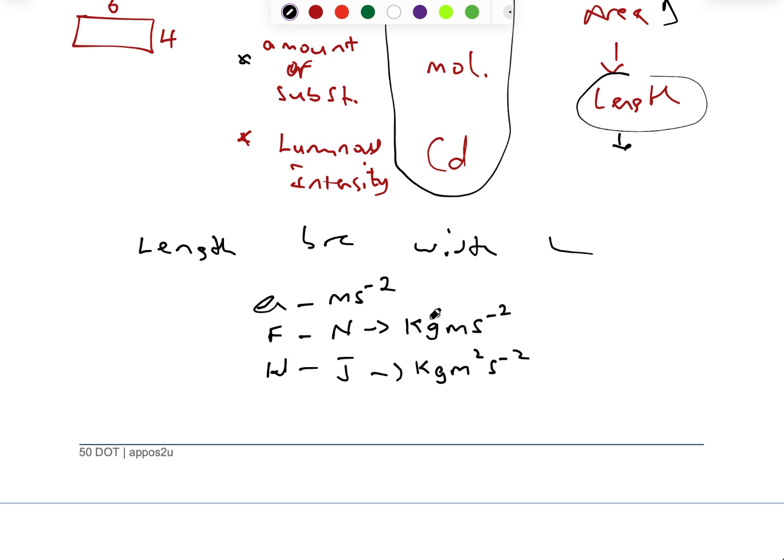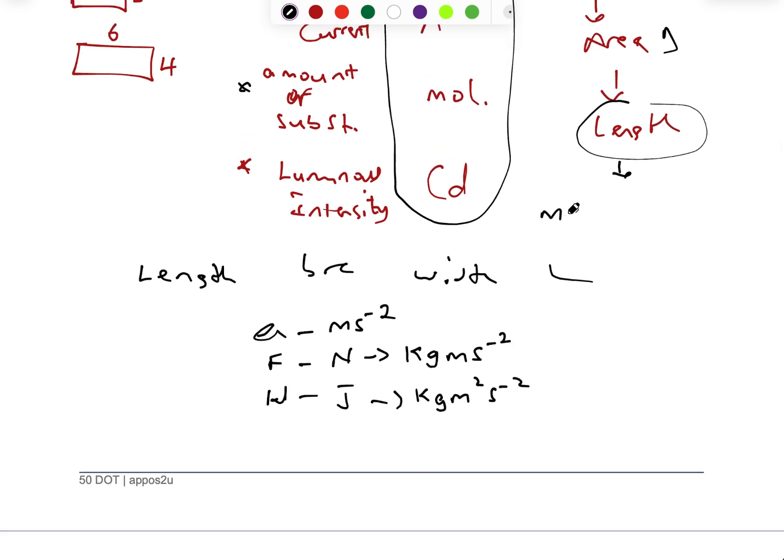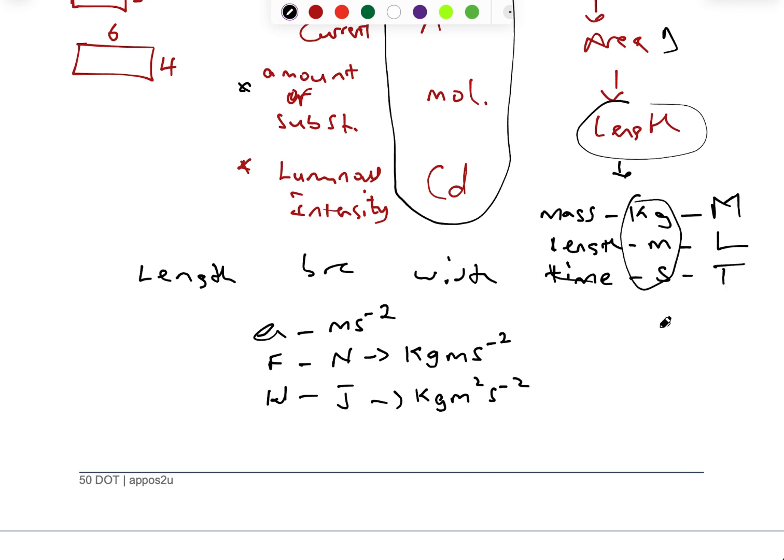The moment you know the SI unit of any quantity, then the dimension is easy, because all you have to know is that for mass, the SI unit is kilogram, and what represents it in dimension is capital M. For length, the unit is meters, and the dimension that represents it is capital L. You can see L for length, M for mass. And for time, the unit is seconds, and what represents it is capital T. So all you have to do is to watch out for this guy.